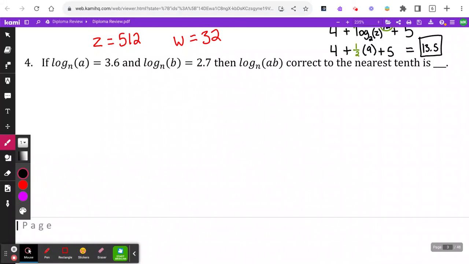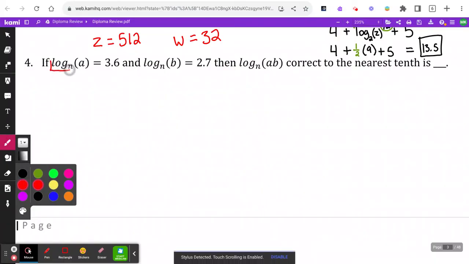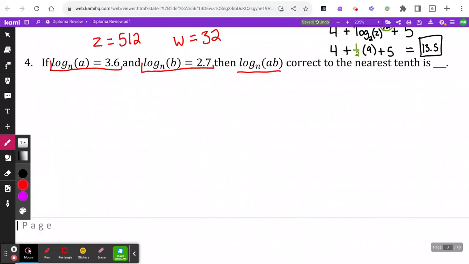Question 4 gives you some info, and then it asks you to calculate something. So when it gives you info like this, it's giving you random info, and you have to somehow use that information to calculate what it's asking you to do, right? Like connect those things together.